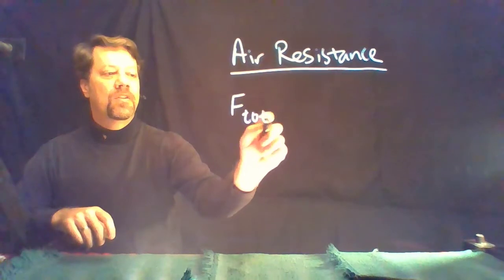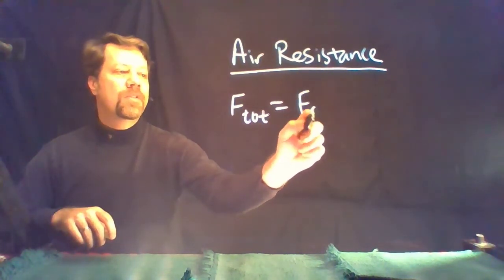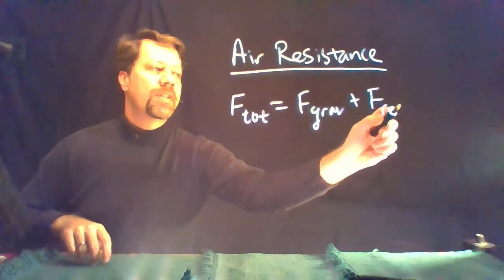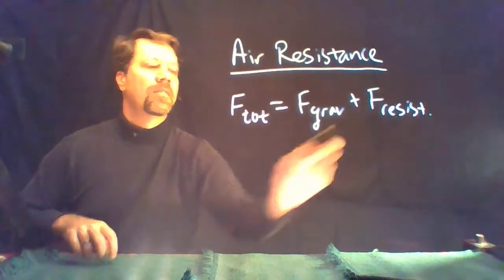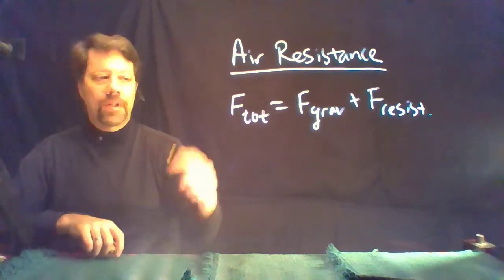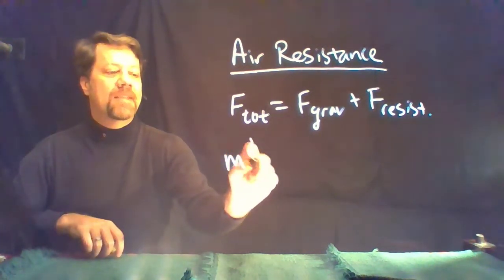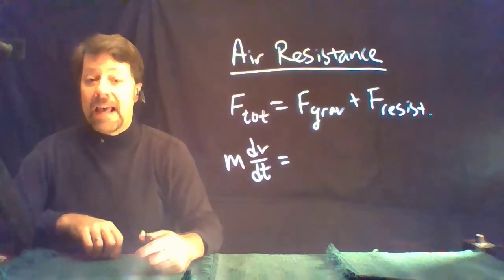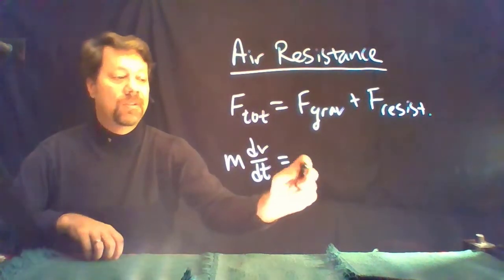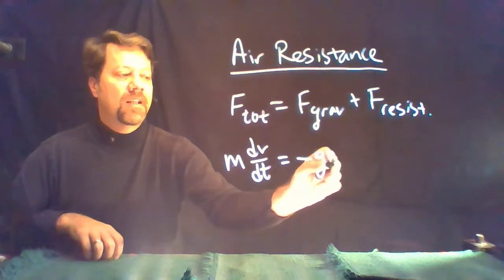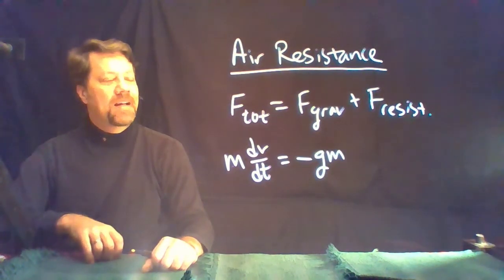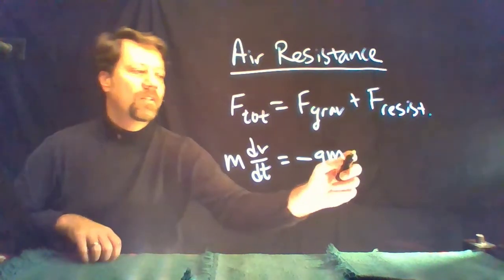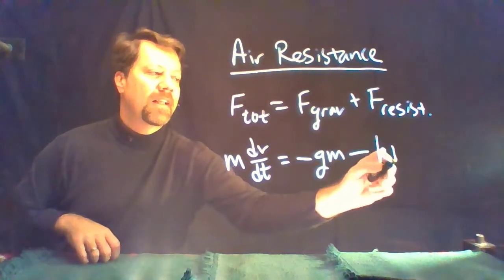We'll have a total force equal to the force due to gravity plus the force due to resistance. The total force, according to Newton, is mass times acceleration. The force of gravity, due to Galileo, is minus m times g. How about that force of air resistance? Air resistance will satisfy minus kv.